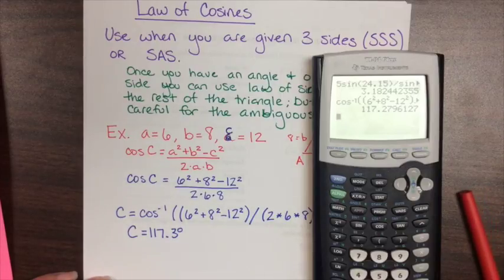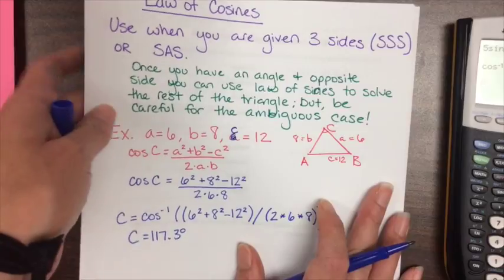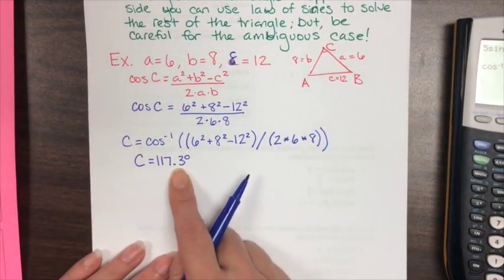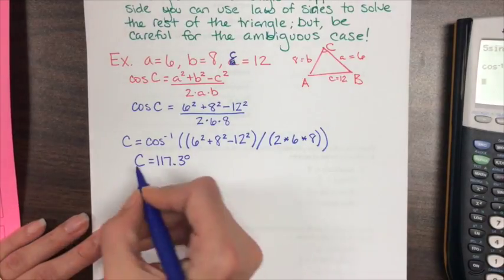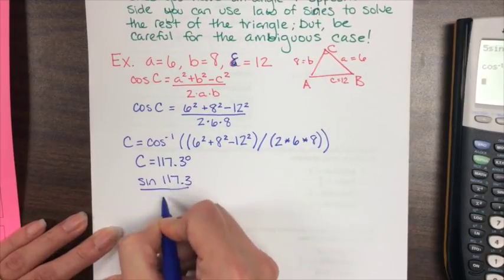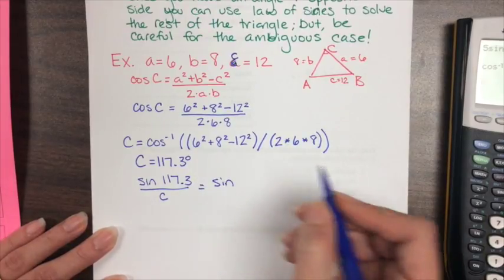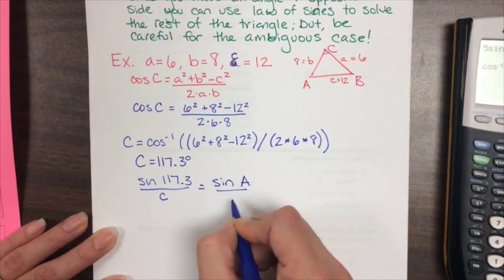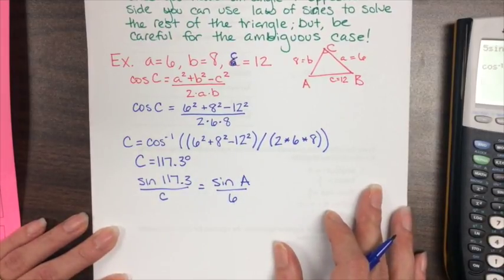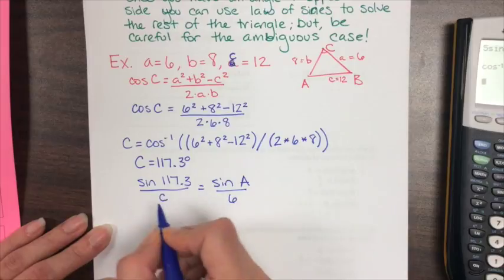Now remember how I said we won't deal with the ambiguous case? I like to now go to law of sines. It's easier, with less entry into the calculator. I have an obtuse angle, so I know I'm not going to get the ambiguous case. I'm going to set up the sine of the angle that I just got over the side opposite equals the sine, and I can choose either one now. Let's go with A, over little a, which is 6. Oops, I put C instead of 12. I apologize.